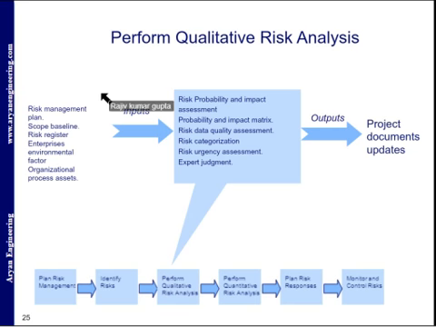So again, in perform qualitative risk analysis, there are some inputs: the risk management plan, scope baseline, risk register, enterprise environmental factors, and organizational process assets. And these are the tools: risk probability and impact assessment, probability and impact matrix, risk data quality assessment, risk categorization, risk urgency assessment, expert judgment. And what are the project documents updates?